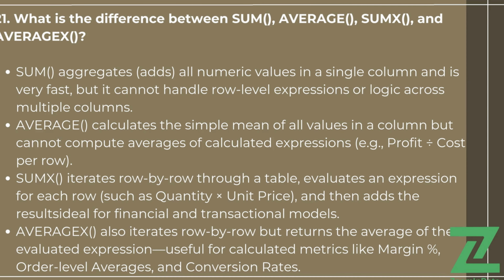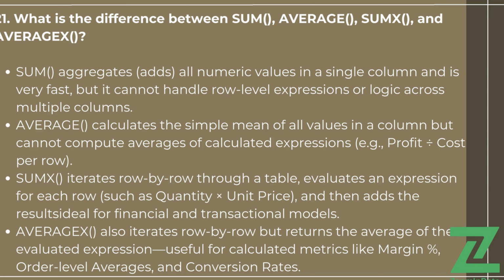21st question. What is the difference between SUM, AVERAGE, SUMX, and AVERAGEX in DAX? The SUM function adds all numeric values in a single column and is very fast, but it cannot handle row-level expressions or logic across multiple columns. The AVERAGE function calculates the simple mean of all values in a column but cannot compute averages of calculated expressions like profit divided by cost per row.